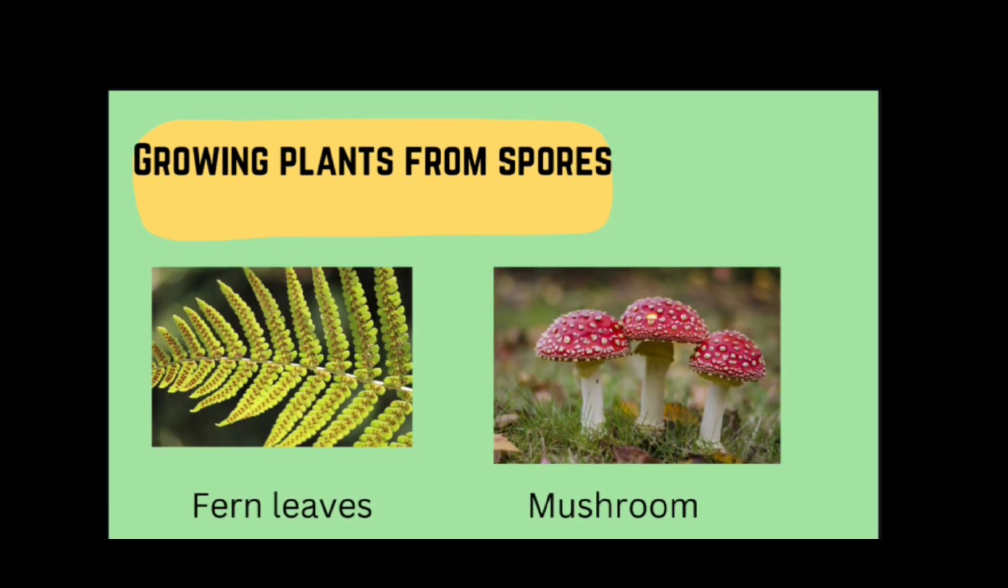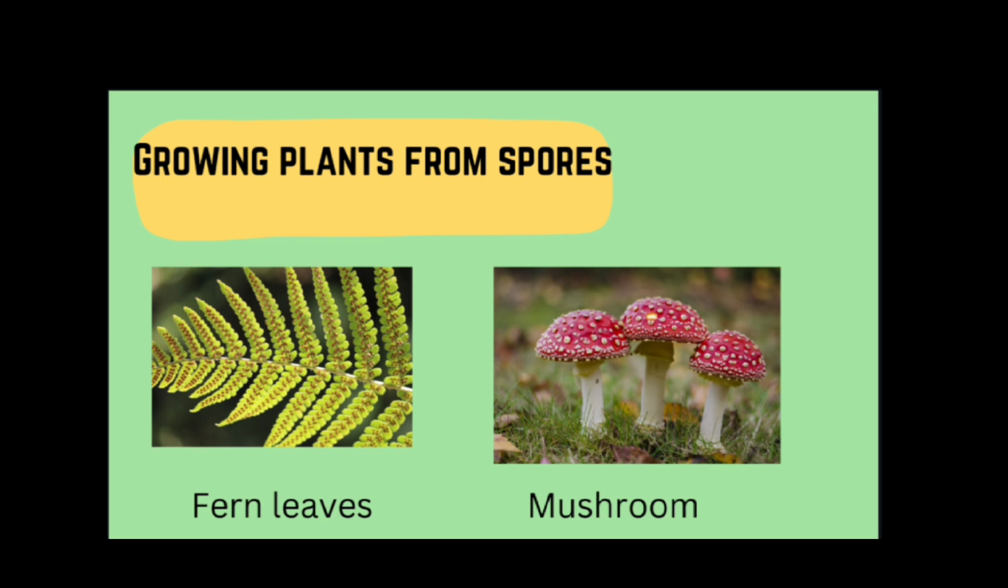Some plants like ferns and mushrooms do not bear flowers, so they do not produce seeds. They produce spores. Spores are tiny powder-like substances on their body parts. New plants grow from these spores.